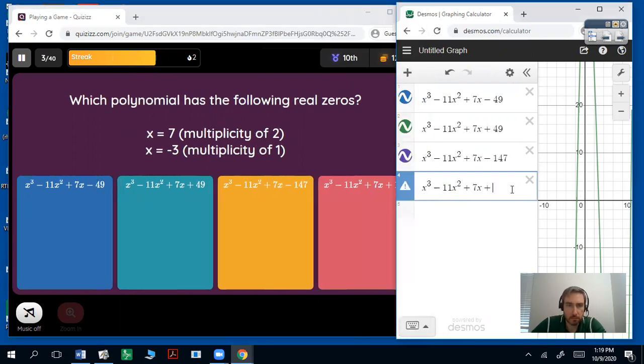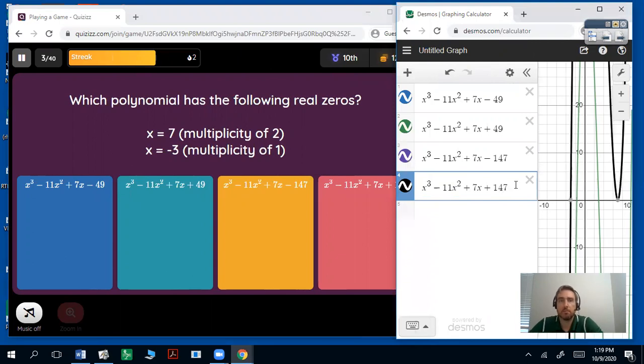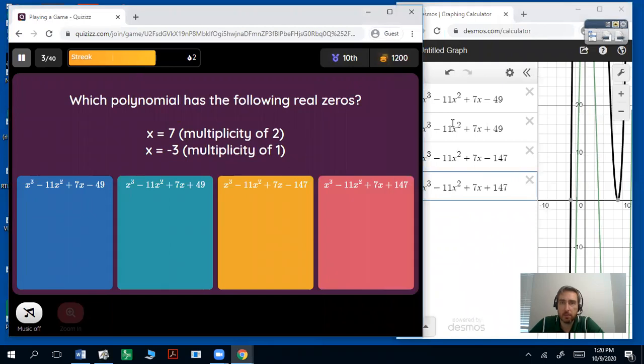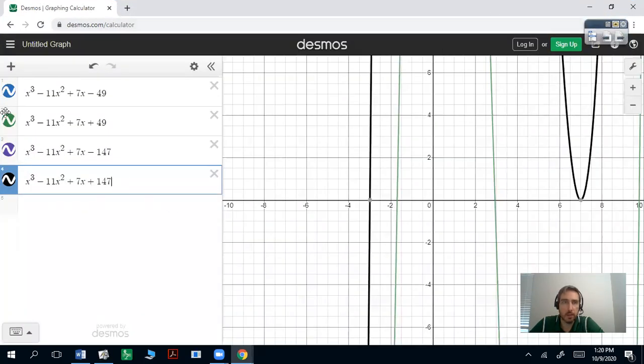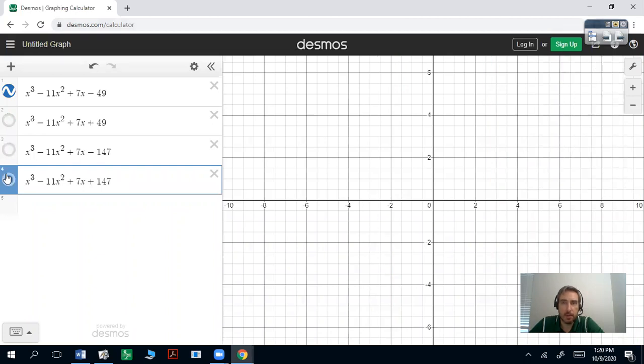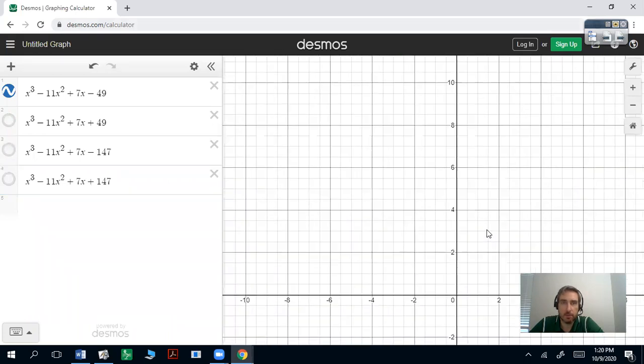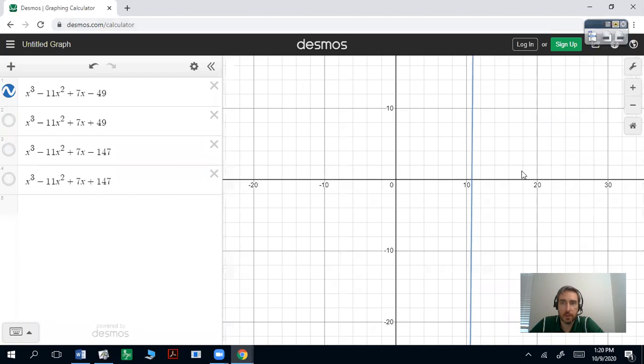Okay, so double root at 7 and single root at -3. Let me look at one at a time. So we're just going to hide some of these, and we'll start with the first one, and that's not it.